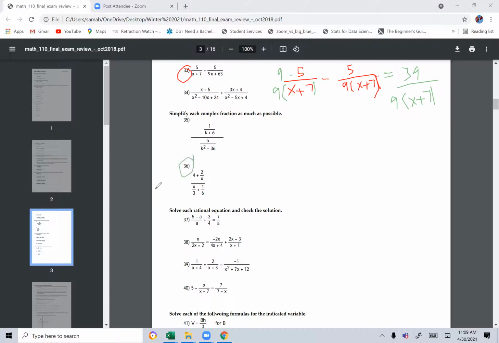Complex fractions. How would you simplify? Any questions? Is that a 9 times 5? Yes, 9 times 5, so that'd be 40, right? 9 times 5 is 45, but minus 5. Oh, yeah, it's 40. You're correct. So it's 40 over 9 times the quantity x plus 7.